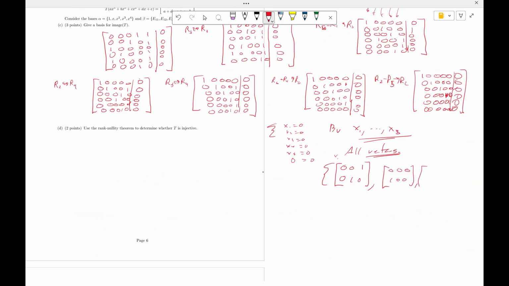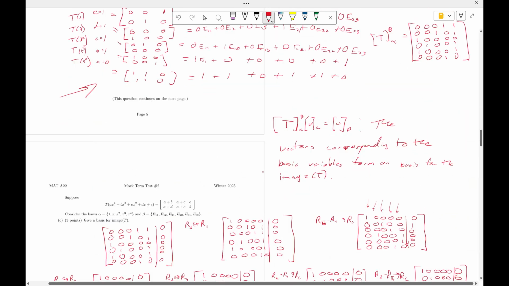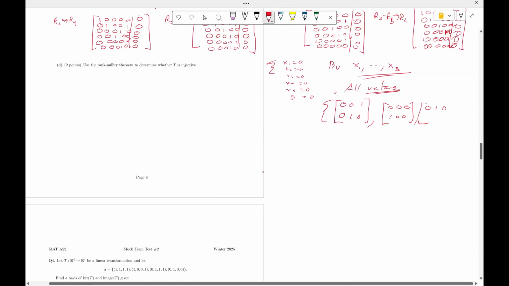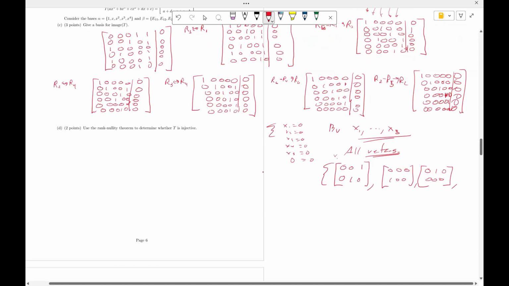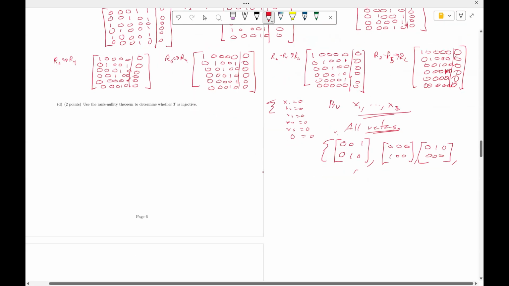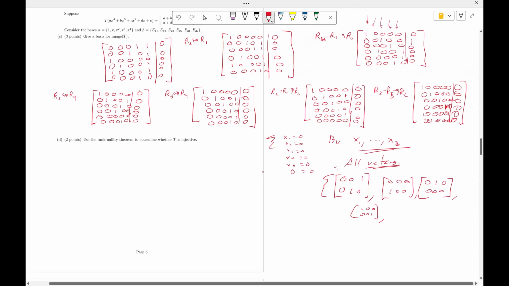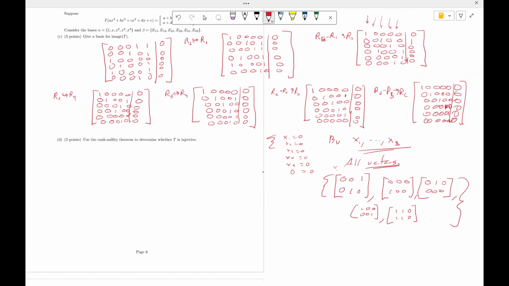The third's going to be 0, 1, and then zeros. The fourth is going to be ones on the beginning and the end. 1, 0, 0, 0, 0, 1. And the final one is going to be ones, then zeros in a block. So 1, 1, 1, 1, 0, 0. And that is my basis.